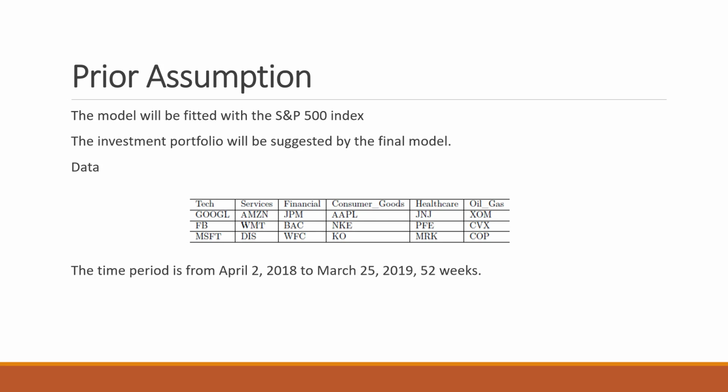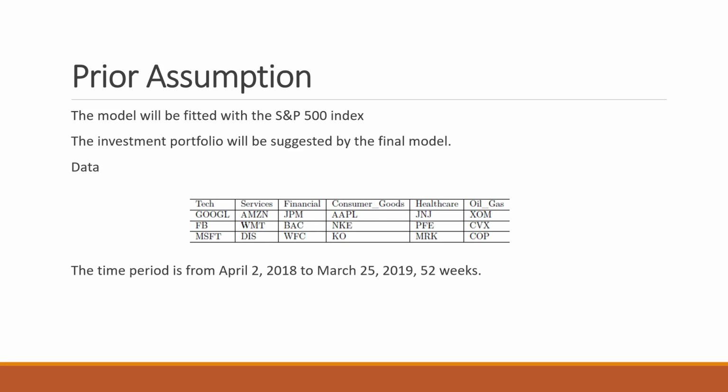Here are the stocks I used for this project. There are 6 sections of stocks, 6 industries: the tech industry, services, financial, consumer goods, healthcare, and oil and gas. Those 6 industries are basically the main sections of the SP500 index. There are 18 stocks, and all the stocks are high cap stocks.